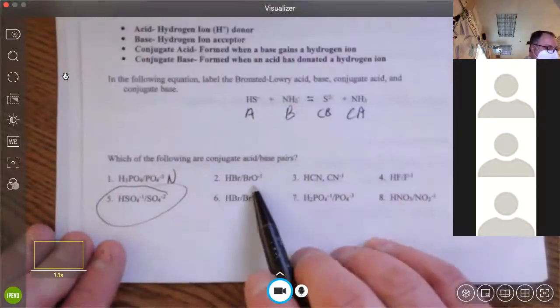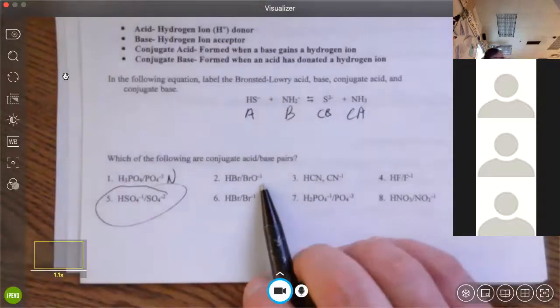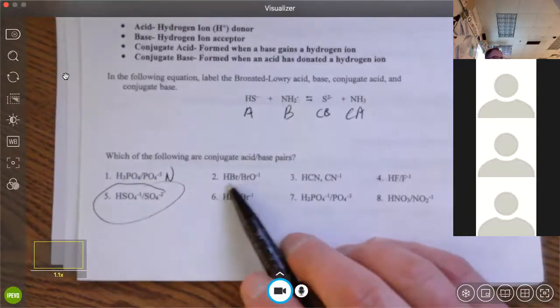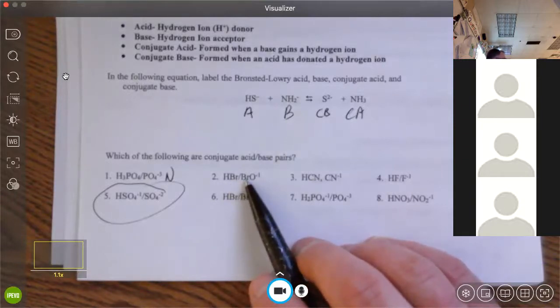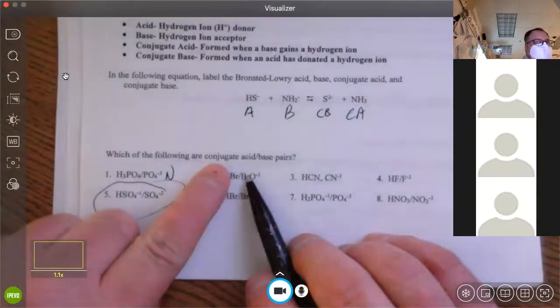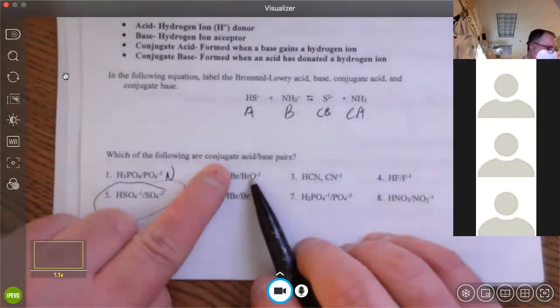How about HBr to BrO -1? This is just like where they give you two pictures and you look at the pictures and you find what's wrong. Is the only difference here an H? HBr and BrO. Let's take a look. I'm going to cover up the H. Are these two things identical? Ignore the charge for right now. No, we have this extra O. Where'd that come from? Won't work.